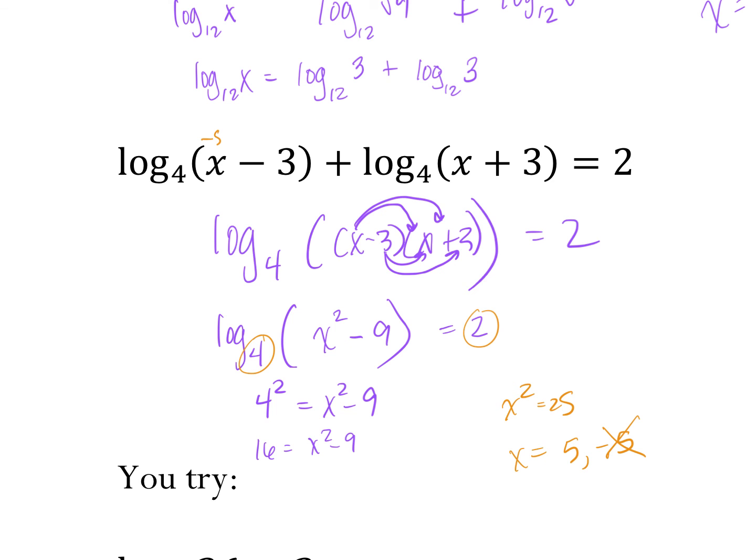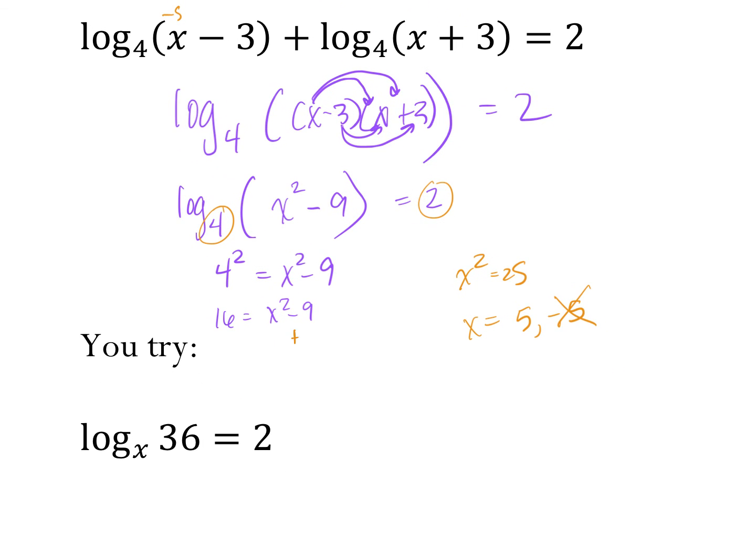I missed what you did from the 16 equals x squared minus 9. It's all good. You guys have a lot that you're trying to focus through right now. Yeah. How are we feeling, okay? Right on.